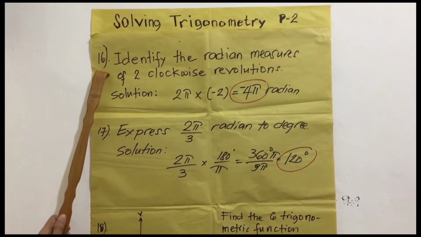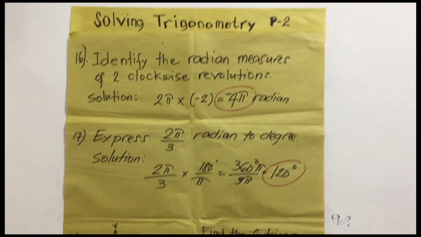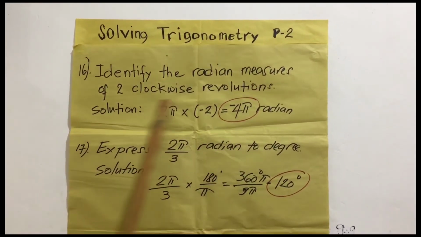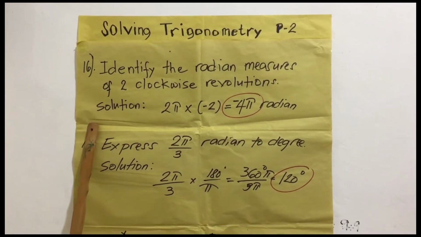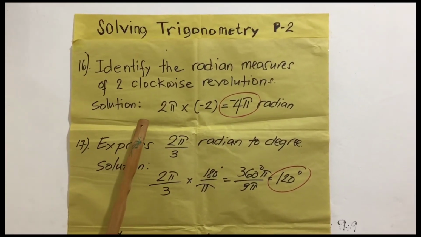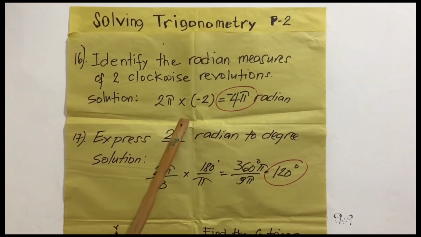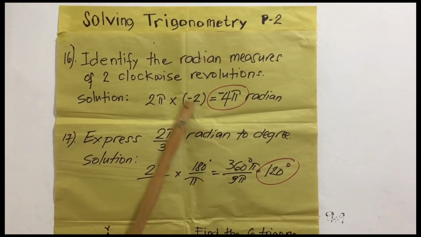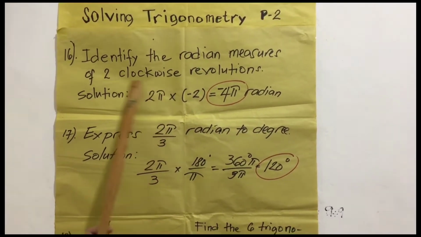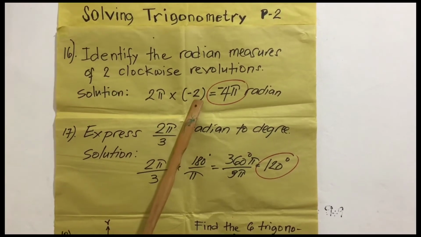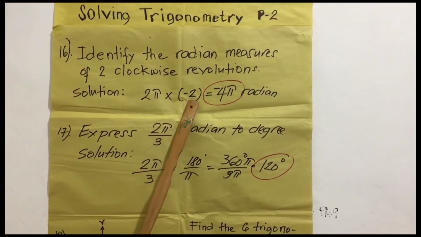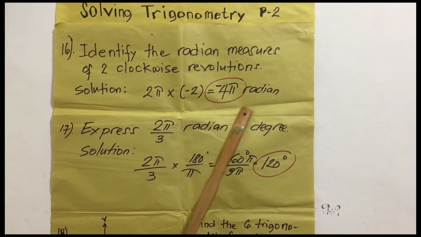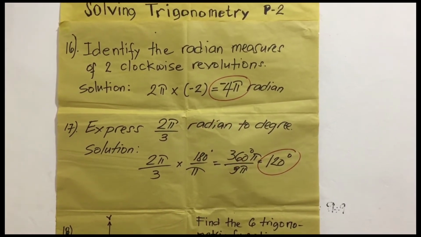Next, number 16. Identify the radian measures of 2 clockwise revolutions. Our solution again, in one revolution we have 2 pi times negative 2. If it's clockwise, 2 revolutions, it becomes negative 2. Then multiply 2 pi times negative 2 equals negative 4 pi radians, which is our answer.